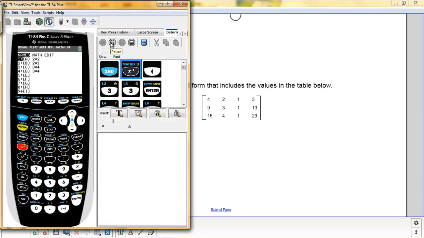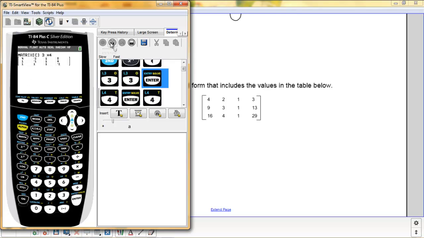So go to your matrix, edit whichever matrix you've chosen. I've chosen matrix C. It's a 3 by 4. And write in your numbers from your augmented matrix. Notice how it's just overriding what's already there if you've already used one previously.